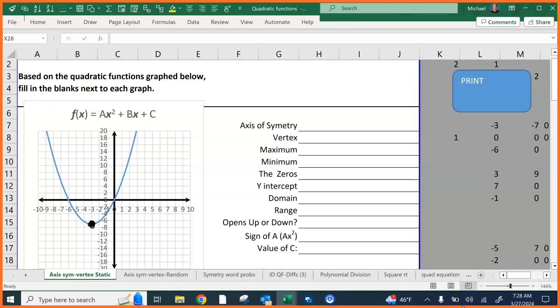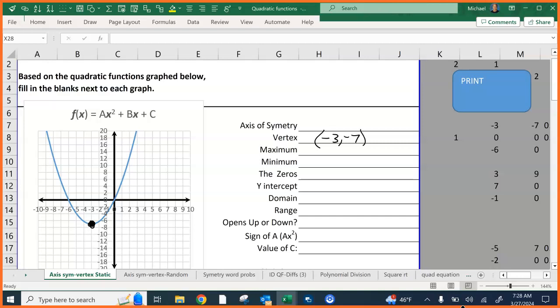Now, if you look at that vertex, what would you guys say that is? I mean, what's the x value of that vertex? So -3 is the x, right? And then what about the y? Yeah, because it's like in the middle of the two blocks, isn't it? And the blocks go by -2. So yeah, I'd say -7.